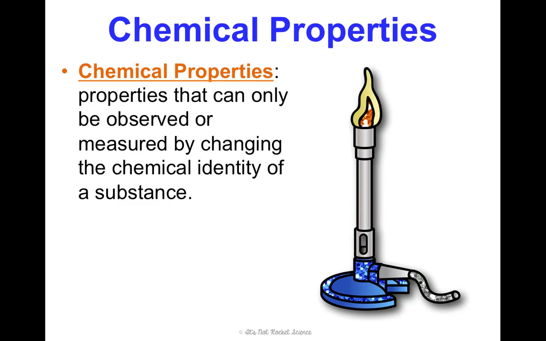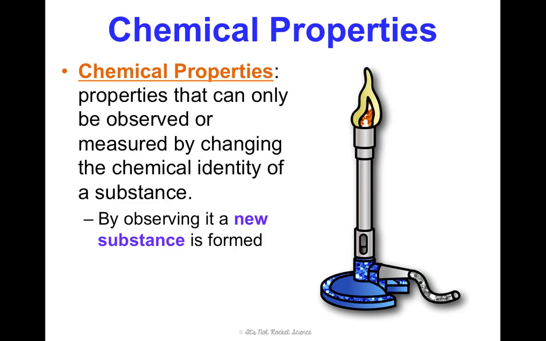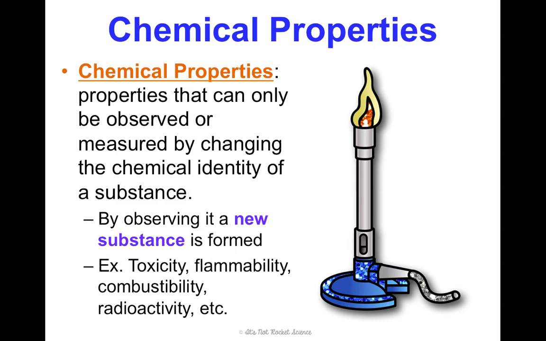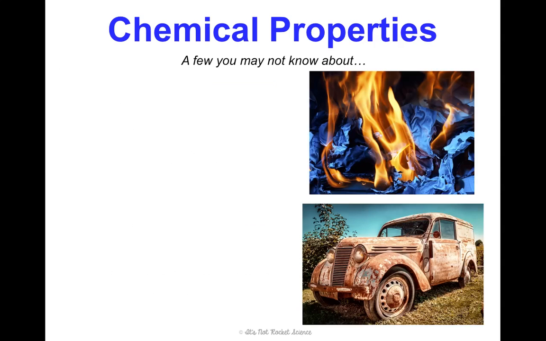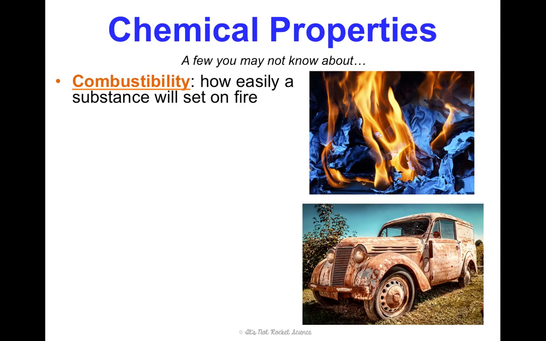These are properties that we can only observe and measure by changing the chemical identity of a substance. So just by observing it, we end up creating a new substance. This is something like toxicity, flammability, combustibility, radioactivity, those kinds of things. We're going to talk through a couple of these because these are ones that you may not be as familiar with. So first is combustibility.